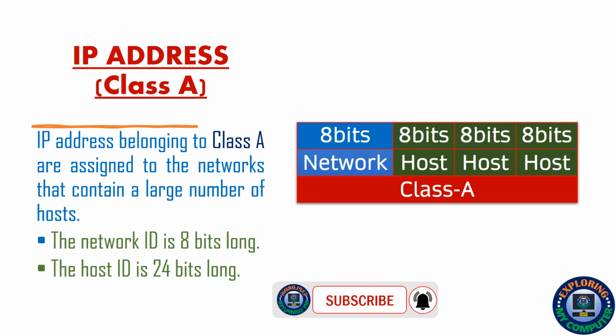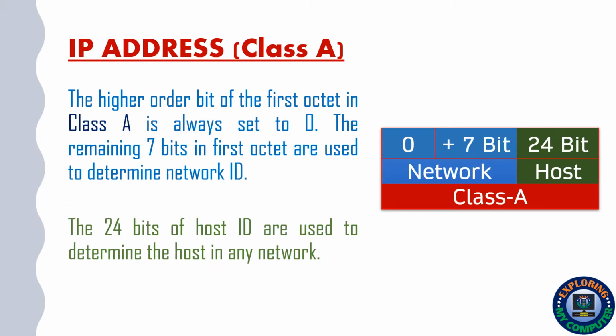IP addresses belonging to Class A are assigned to the networks that contain a large number of hosts. Here, the network ID is 8 bits long and the host ID is 24 bits long. The Class A diagram is shown here. The higher order bit of the first octet in Class A is always set to 0. The remaining 7 bits in the first octet are used to determine the network ID. The 24 bits of host ID are used to determine the host in any network.